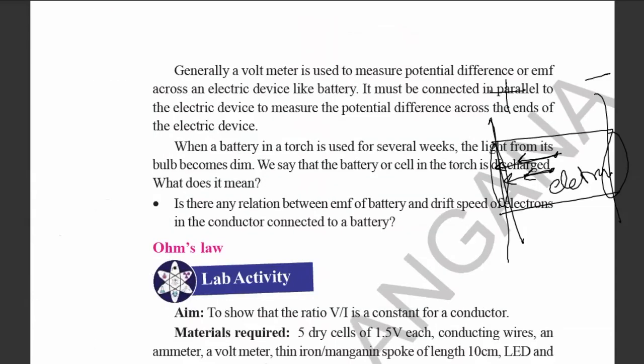To measure potential difference or EMF, we use a device called a voltmeter. This is used to measure the potential difference or EMF. It is always connected in parallel to the electric devices. When a battery in a torch is used for several weeks, the light from its bulb becomes dim. We say that the battery or cell in the torch is discharged. What does it mean? When it is used for a longer time, the internal resistance of the battery increases. This affects the electric current. About this we will discuss later.